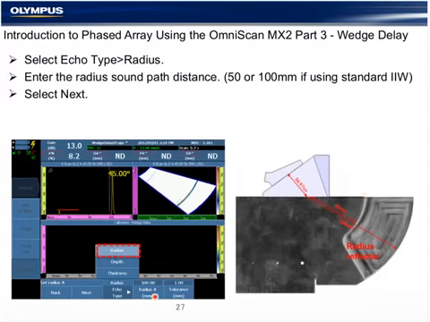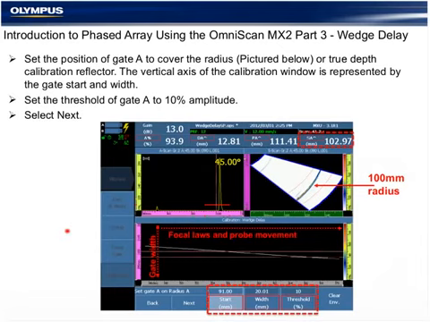It's asking us to set the position of gate A over the target. So in a sound path target, like you see in the radius, we're going to have a radius type gate selection as well. Ensure that no other signals are interfering in the gate. And as you can see here, at about focal law 55 or about focal law 60, the wedge delay was exactly 100 millimeters. At 45, it was long, and at 70, it was short.